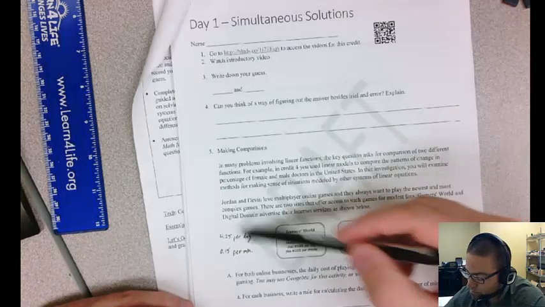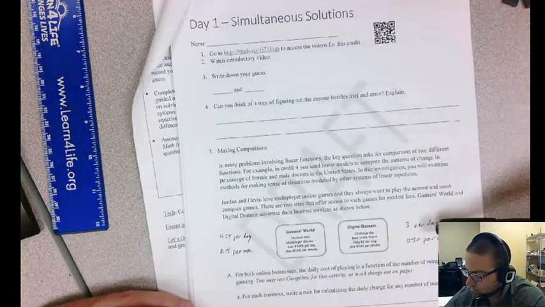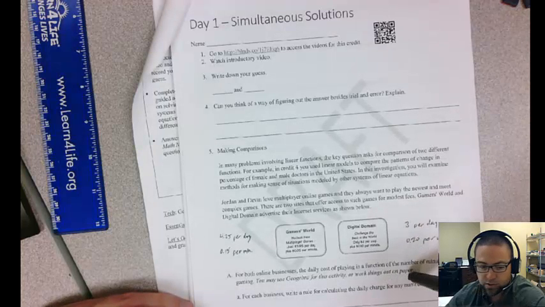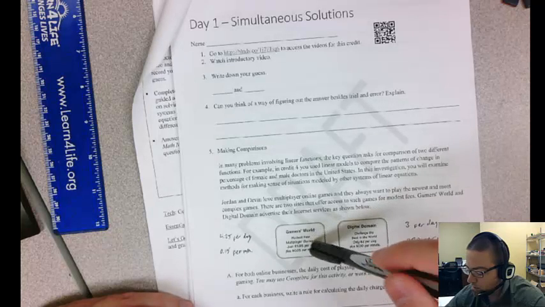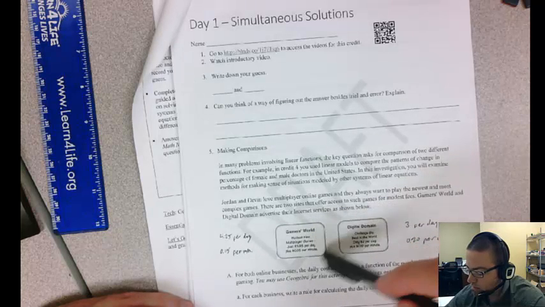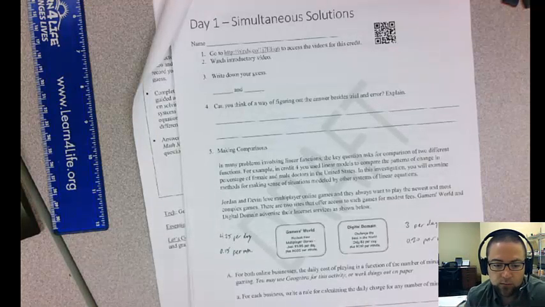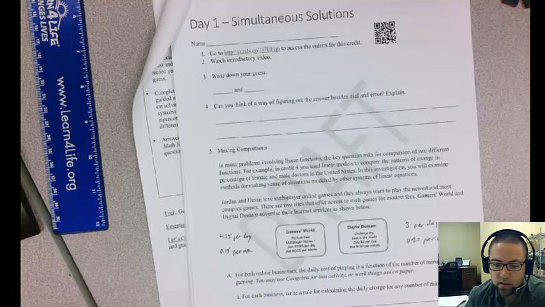I'm going to use this and this instead, doing a little GeoGebra file to show you how it's done. But you're going to do your calculations based on those two, of course. Okay, so what do we want to do? For each business, write a rule calculating the daily charge for any number of minutes.